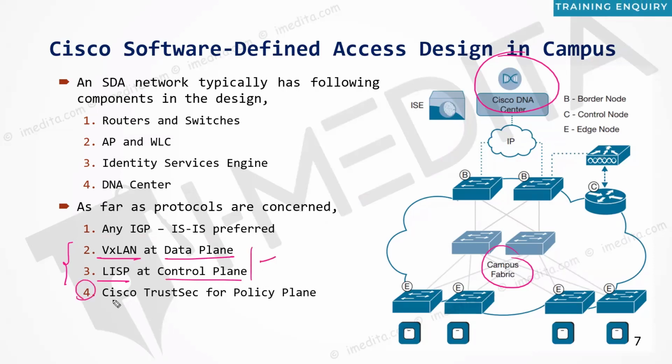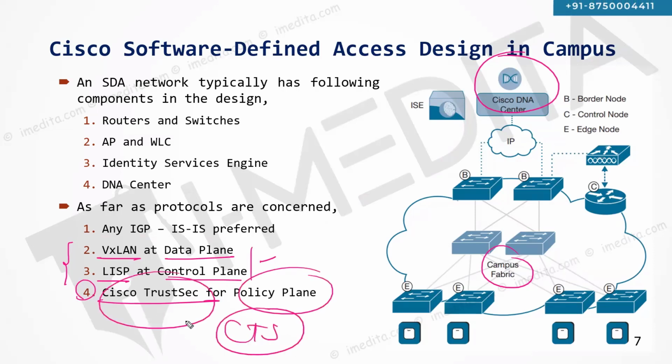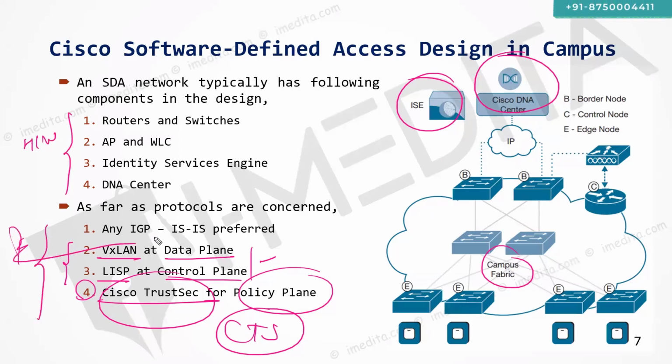And of course, if you want to enforce policy, we will use Cisco TrustSec, CTS, for policy enforcement, ISE basically. Identity Services Engine will be used to enforce the policy in our SDA. These are the hardware components and the protocols that we will require to make the entire SDA solution.